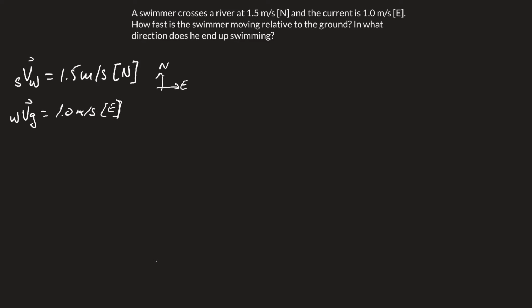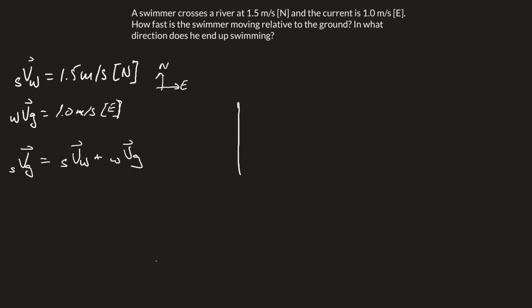Next up is to determine how we're actually going to calculate the velocity of the swimmer relative to the ground. So that's going to be equal to the swimmer's velocity relative to the water plus the water's velocity relative to the ground. And since these are vectors, this is a vector addition question, and we add vectors head to tail. So first thing you should do now that we have an idea of what it is that we need to do is to draw a diagram.